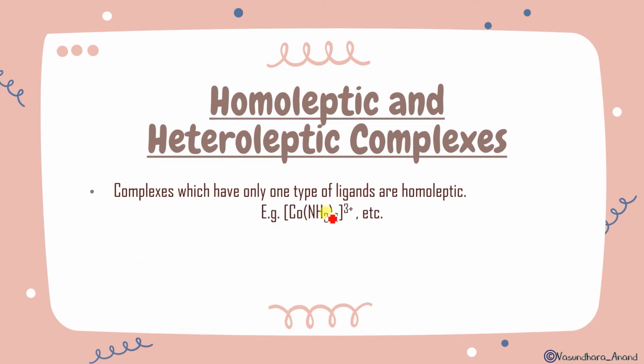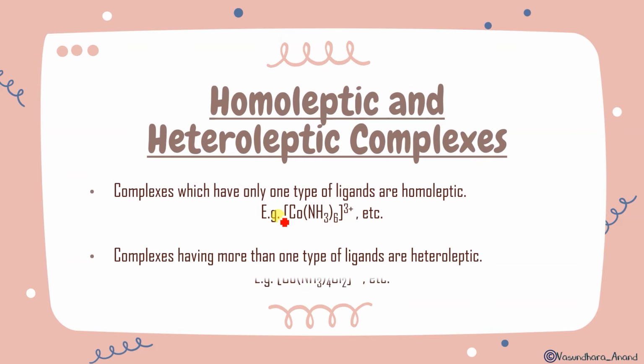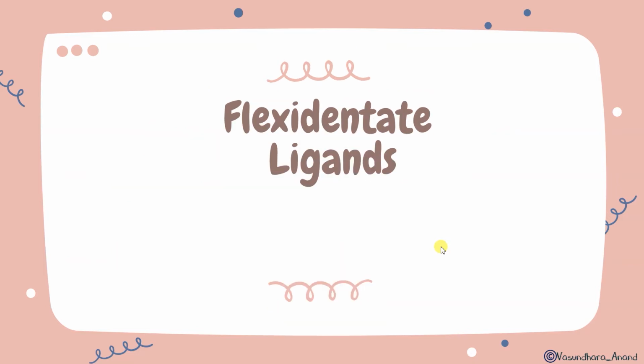Here we can see that 6 ligands are there, and all 6 are of the same type, amine. So that's why it is a homoleptic compound. And in this case, you can see that the ligands are amine and chlorine. 2 types of ligands are there, so it is called heteroleptic. I hope it is clear. This is an important point from the entrance exam point of view, not asked in your board exam.